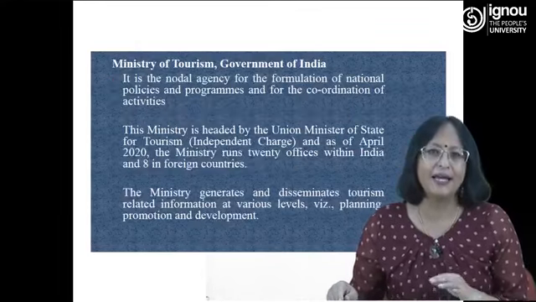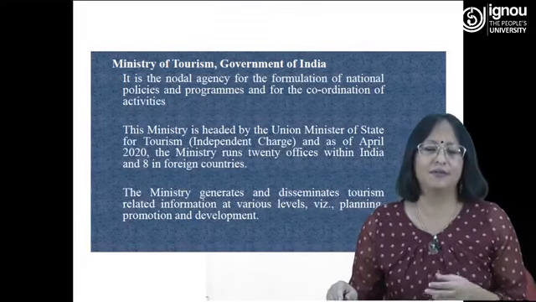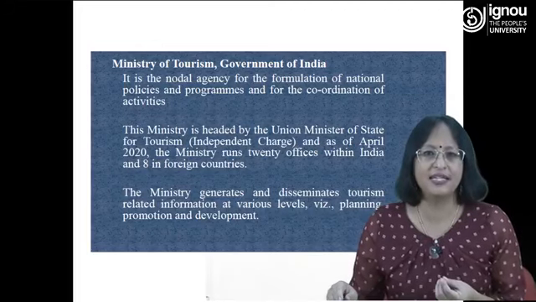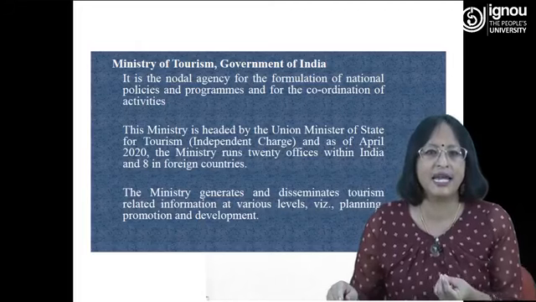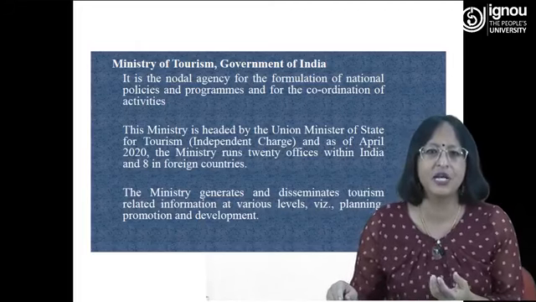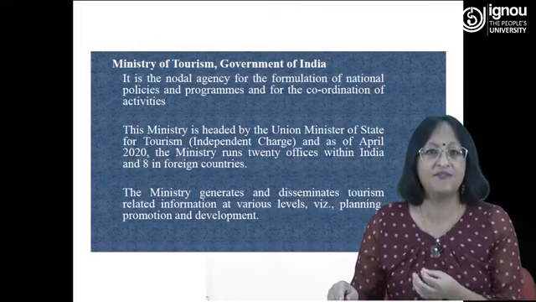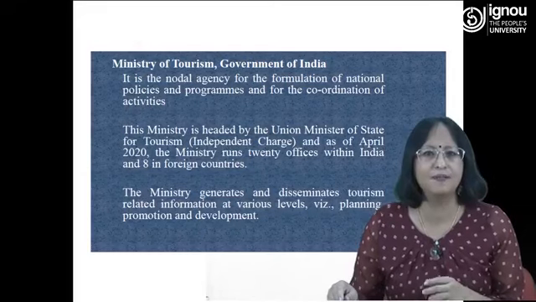So if you look at the Ministry of Tourism, Government of India as a source of information, let us see what types of information they have. As of April 2020, the ministry is running 20 offices within India and 8 offices in foreign countries. It generates and disseminates tourism related information at various levels, whether it is used for planning, promotion or development.